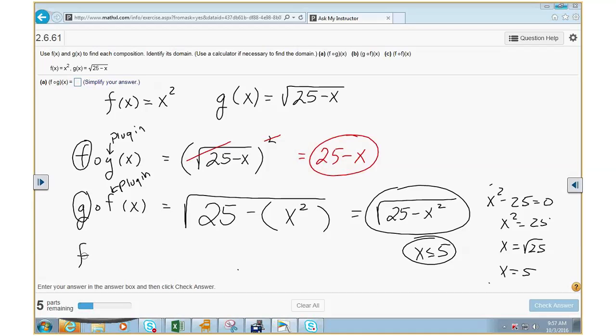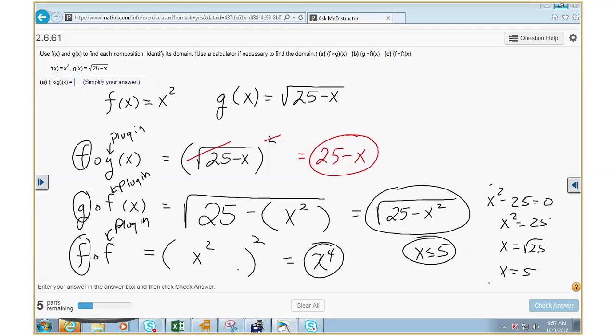F composed of f. I'm going to rewrite f with a big set of what? Parentheses. And what am I going to plug in? I'm going to plug in f. And that's going to give me what? X to the 4th, which is all real numbers. You plug in anything you want to.